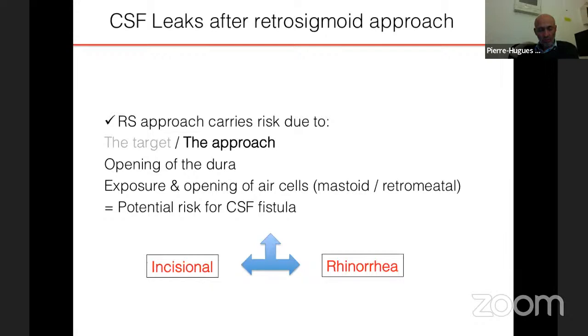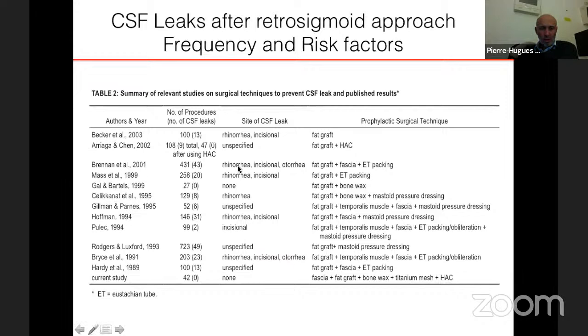We can classify these fistulas in two different categories. The first one is incisional fistula, and the second one is rhinorrhea. And the way we have to manage these two kinds of CSF leaks is in my view very different. About the frequency of the CSF leaks, I already told you in the previous slides the figures of all these authors, and you can see that some hopefully have zero, and some of them have a lot. And if you did not have any yet, you will have some. You have to be prepared to prevent it, and to manage it if it happens.